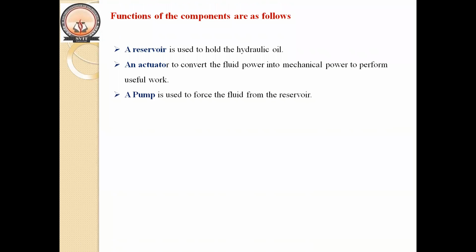Next, we have a pump. Pump is used to force the fluid from the reservoir, or it converts mechanical energy to hydraulic energy. Again, pumps are of two types, positive displacement pump and non-positive displacement pump. In industries, we use positive displacement pumps in order to generate high pressure fluid. Next, we have valves. Valves are used to control the direction, pressure, and flow rate of a fluid.